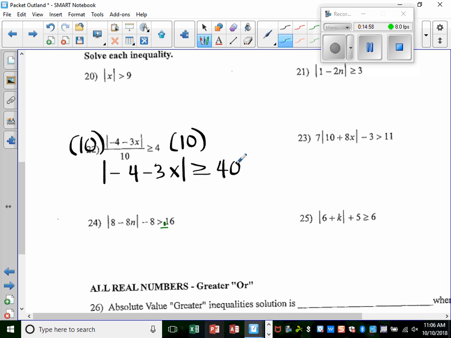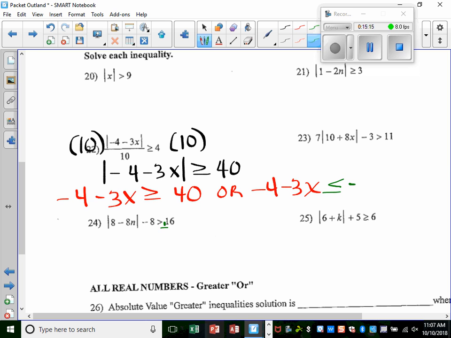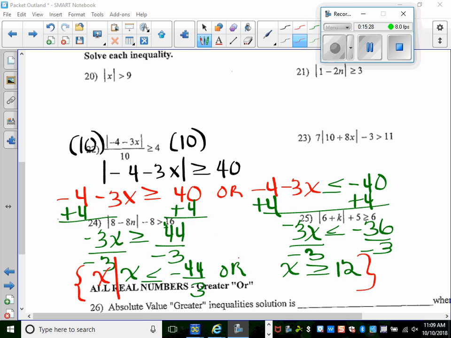So now I'm going to drop the bars and write my two problems. So I'll write it exactly like I see it without the bars first. Or -4 minus 3x is less than or equal to -40. So those are the two changes you make: the -40 and reverse the symbol. So I'm going to let you all solve that, and we'll come back and see what you get in a minute.